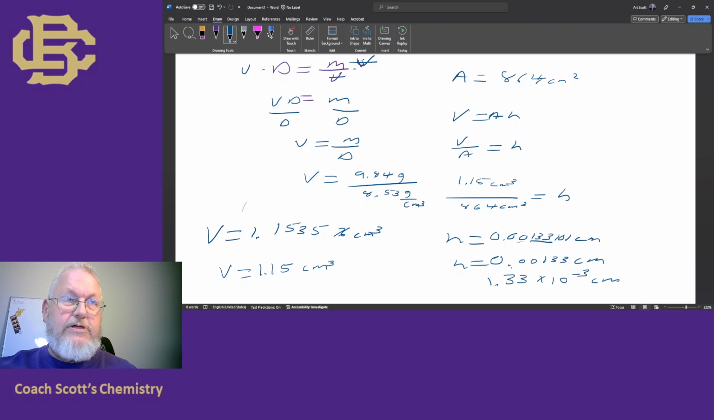Okay, so that's how we can use data that we get from our graph and some other information. It's similar to what we did in our little lab with the tin foil, and we can tell how thick something is without a vernier caliper just by using density and what we know about volume and area. So that's pretty cool.